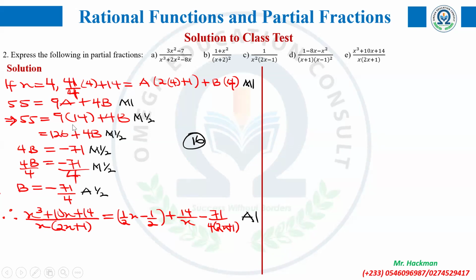But we know A, that was 14. Substitute, then you simplify and solve for B. Then at this point, you come and substitute, and draw in your conclusion as well. So that will be it for the solution to the entire question 2.